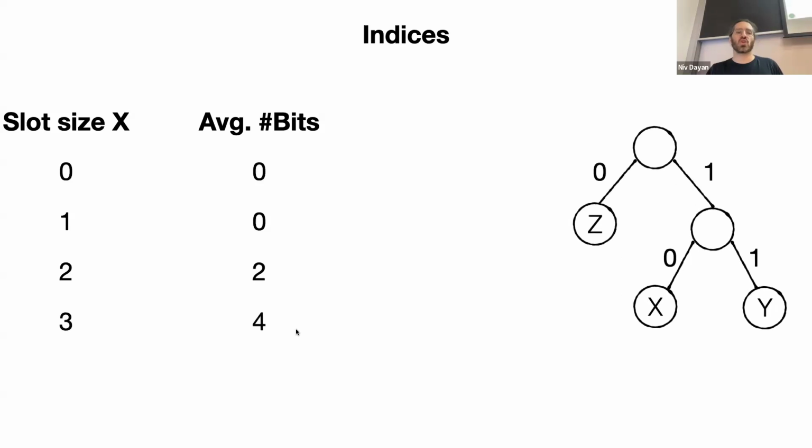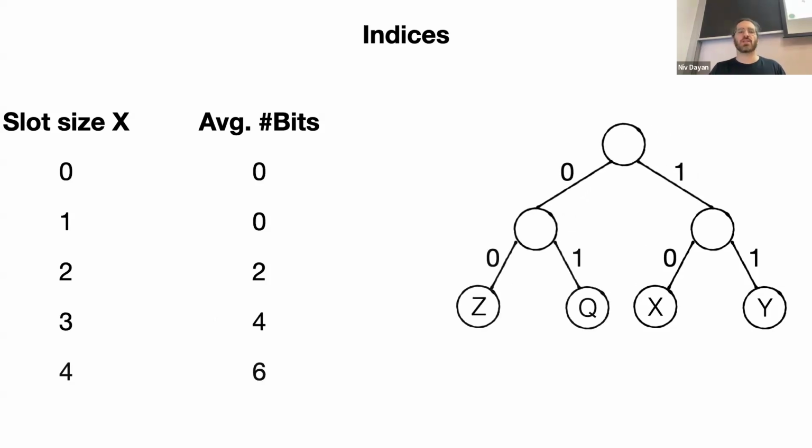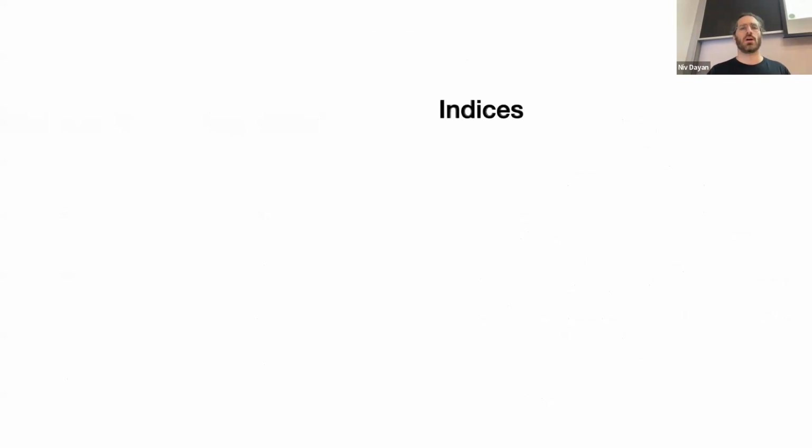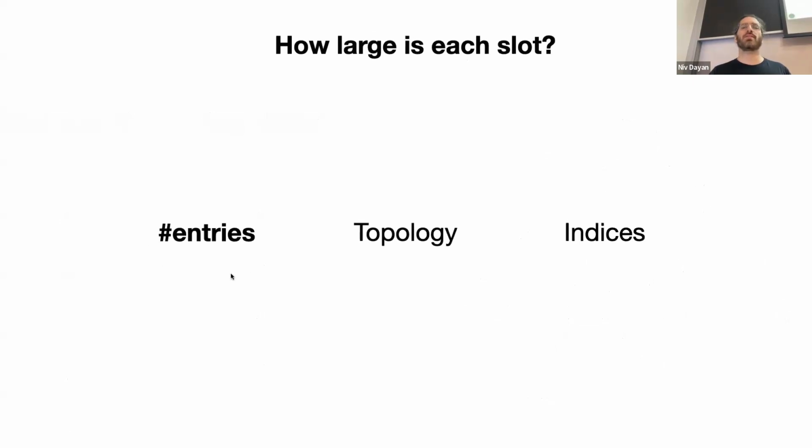If I have 3 entries, there's 1 more index field that I need to encode. Its size is also 2 bits, so I add that to the total cumulative size. And for every additional entry, it's in expectation 2 more bits that I need to add. Okay, so now I know how big each one of these is in expectation with respect to the number of entries in the trie.